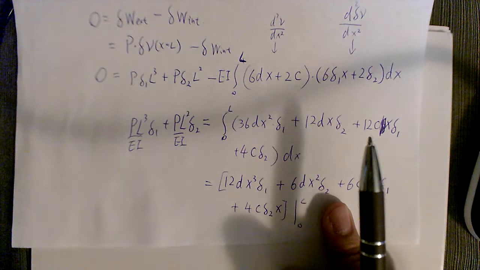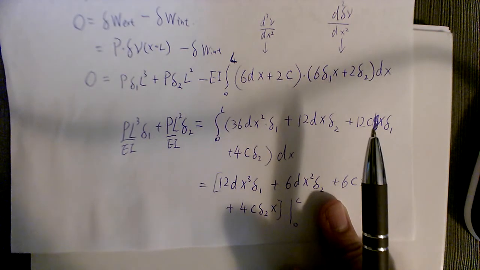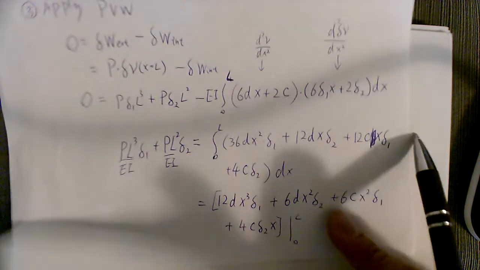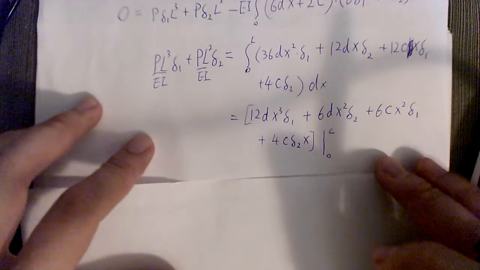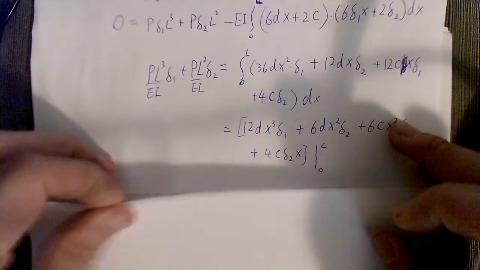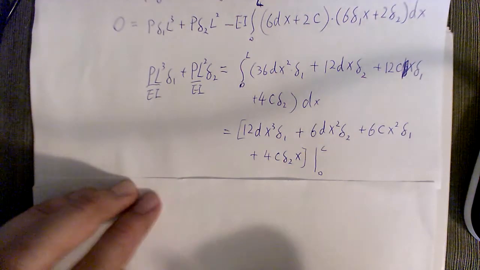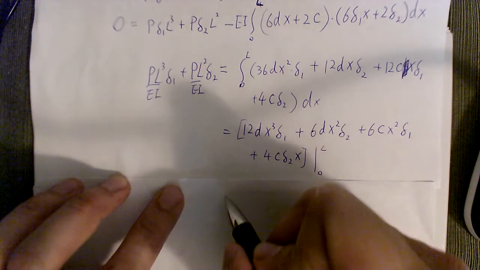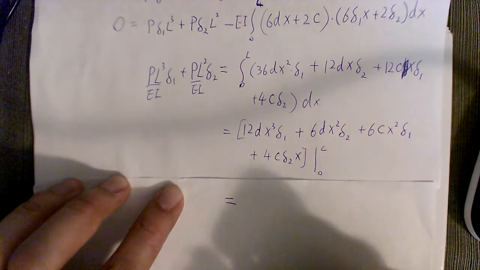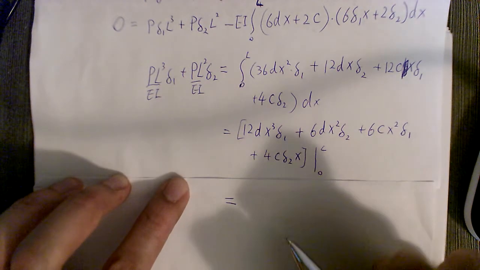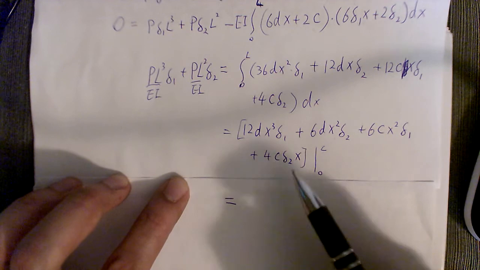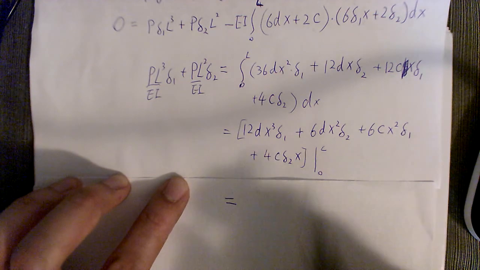Well, we need another piece of paper. So basically, what we're going to end up doing is something like this. This will be equal to, and now I'm going to group the delta 1 and delta 2 terms.